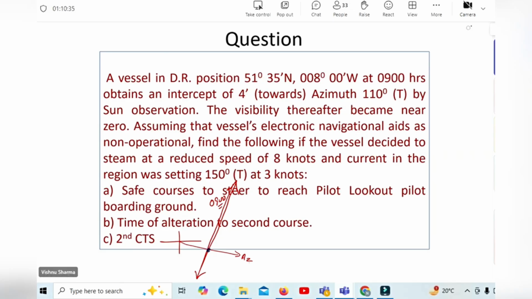The pilot ground is somewhere here. You want to reach the pilot ground. As I said, the PL has to be suitable. So now guys, if I transfer this PL through the pilot ground, then if I can reach the transferred PL and then steam along this PL, I should be safely reaching the pilot ground. So through this point ITP, I will draw a perpendicular distance that will coincide with the azimuth.